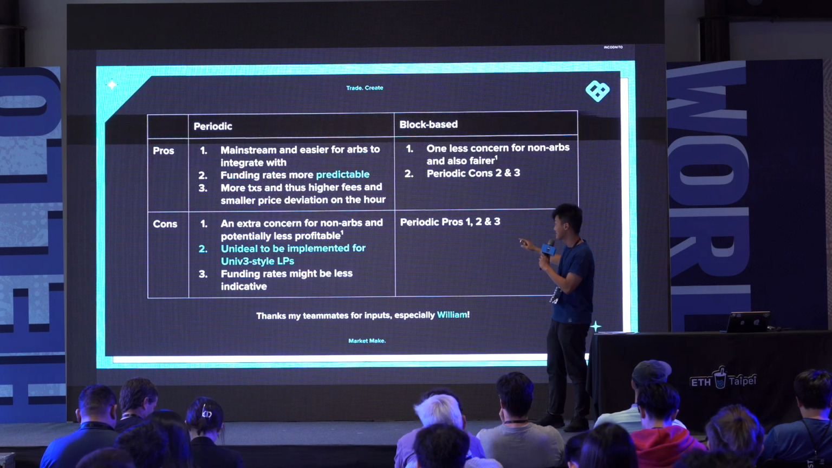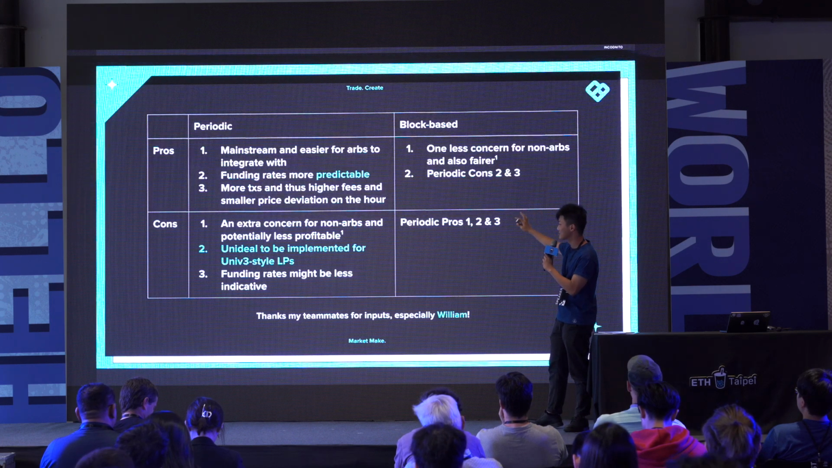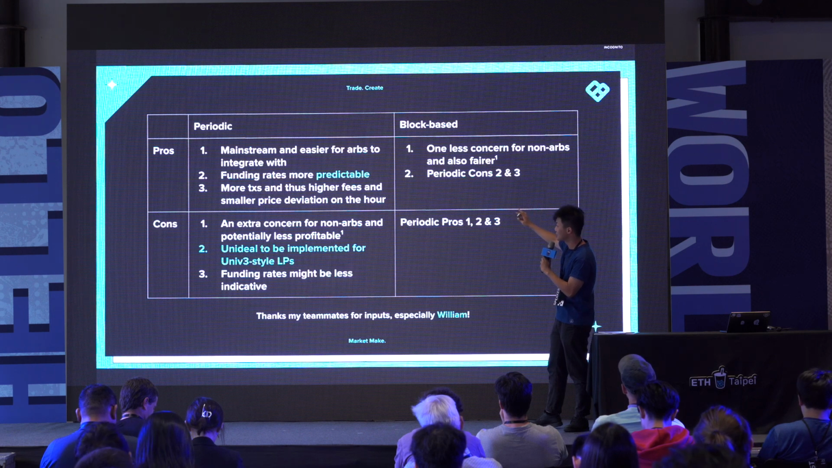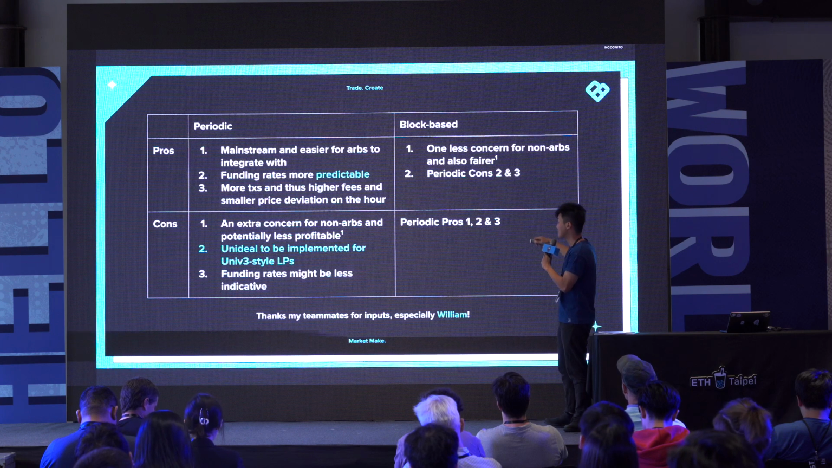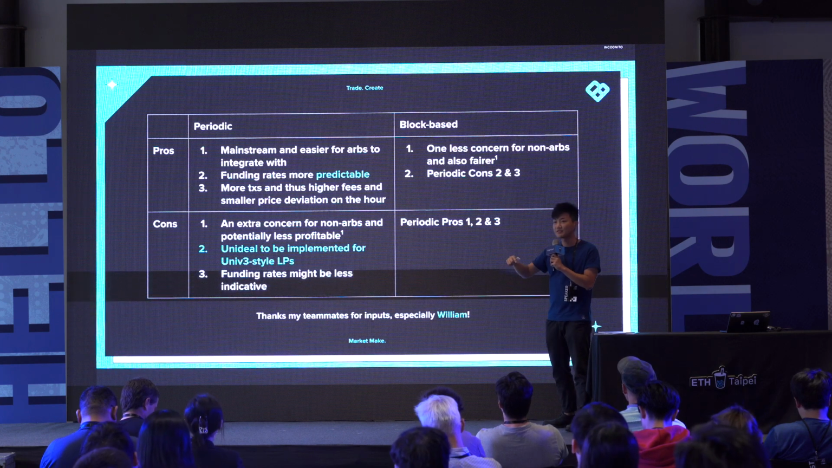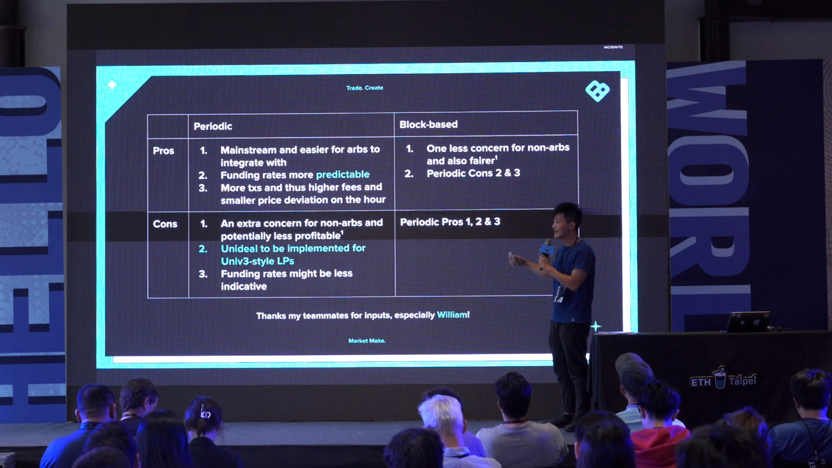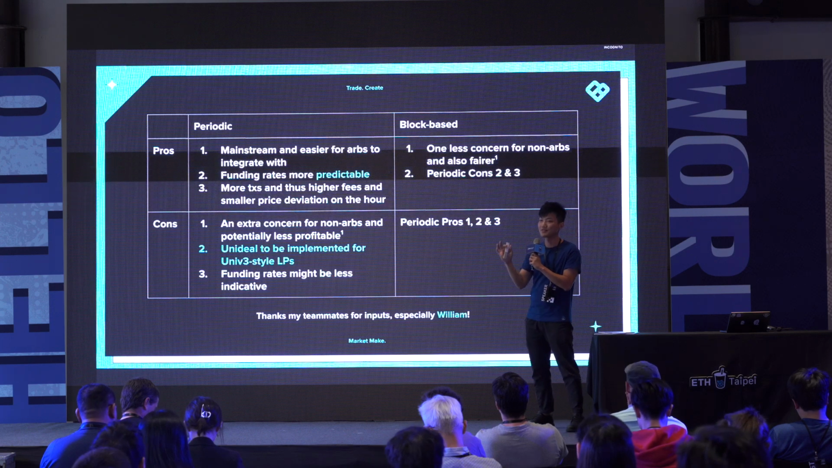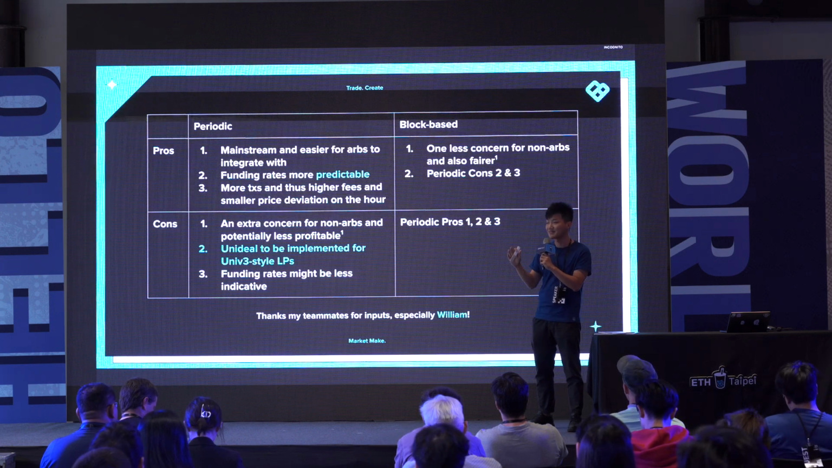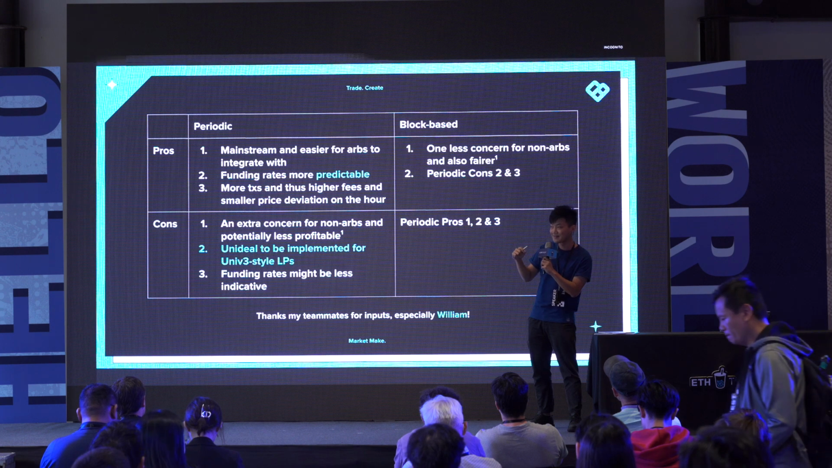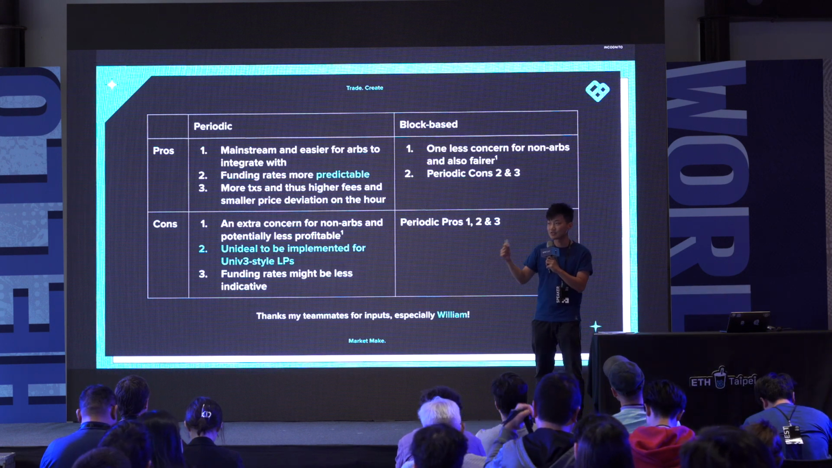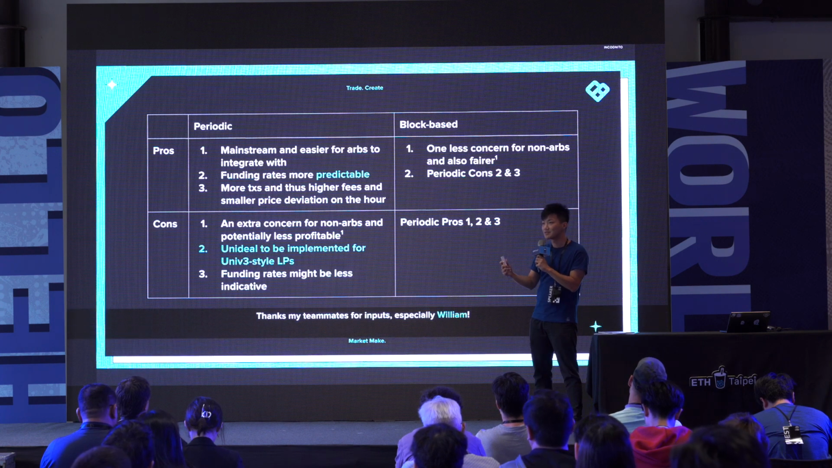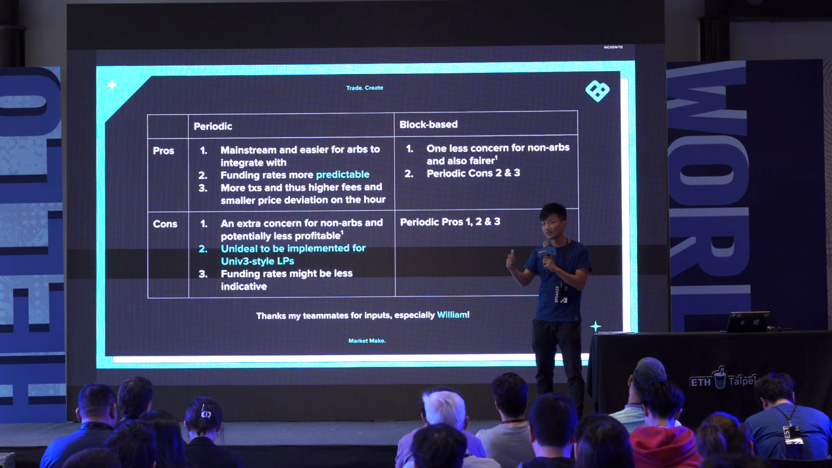Okay, so lastly, there's only one thing left, which is the controversial question of which one is fairer for retail users. My answer is that block-based funding, or continuous funding, is fairer for users. This is a logical deduction of mine, so you can disagree, but I think the logic is correct. I guess we can all agree that derivative products are zero-sum games. If one person is winning, then the other person is definitely losing.